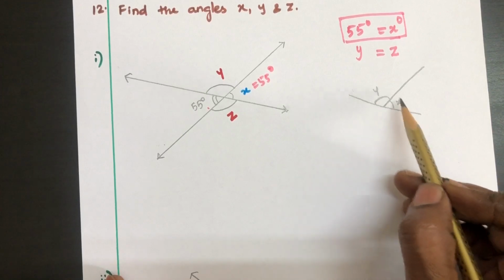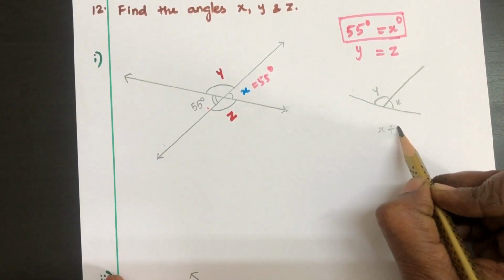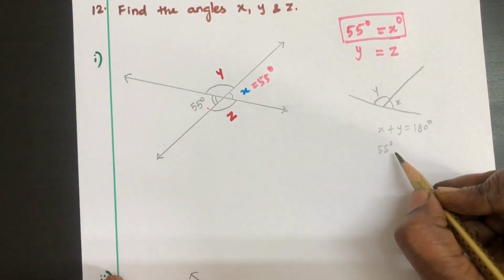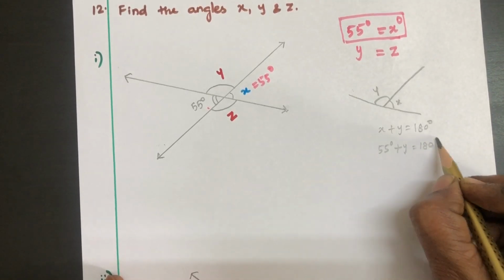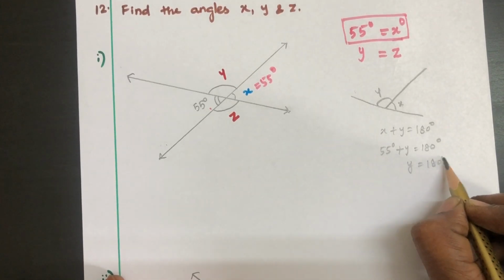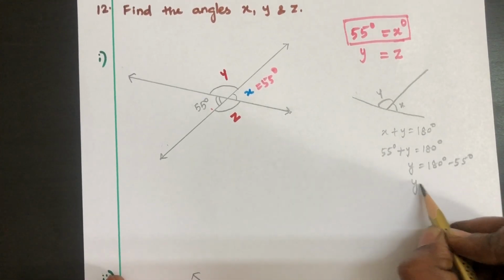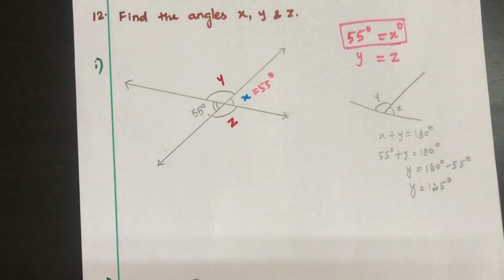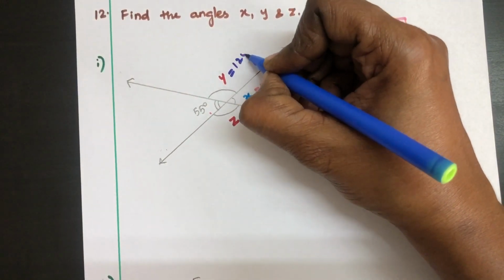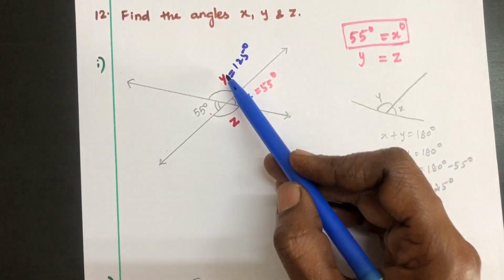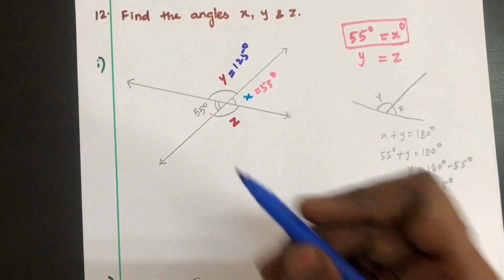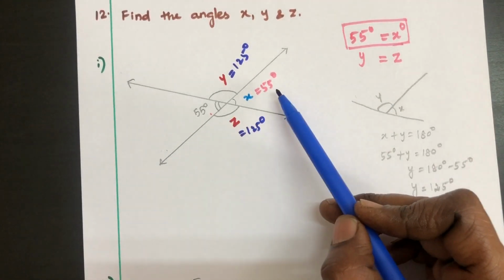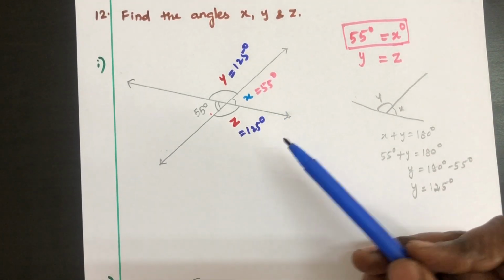Linear pair means the addition of two angles will give you 180 degree. That means x plus y is equal to 180 degree. Already we have found x is 55 degree. 55 degree plus y is equal to 180 degree. So y is equal to 180 degree minus 55 degree. Therefore y is equal to 125 degree. See here, y and z are vertically opposite angles. Vertically opposite angles are always equal. So z is also equal to 125 degree. That's all. x equals 55, y equals 125 and z equals 125 degree.